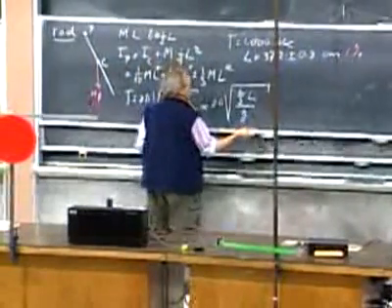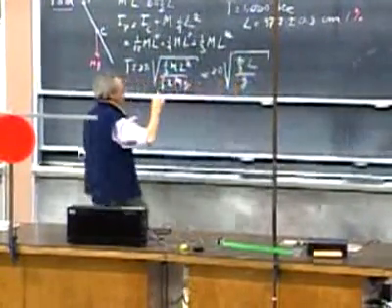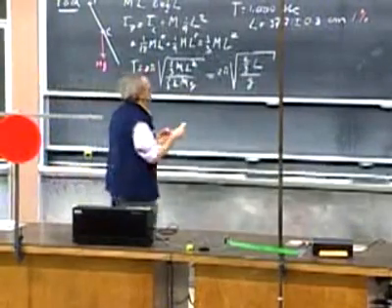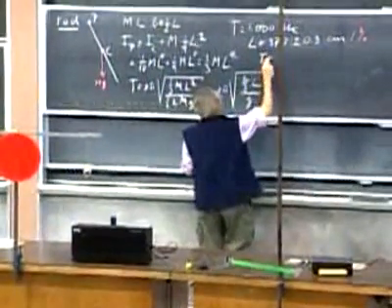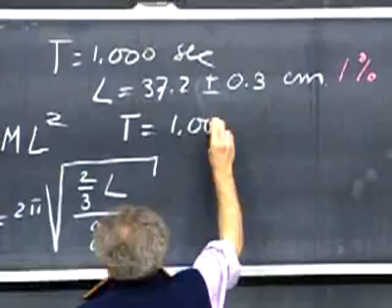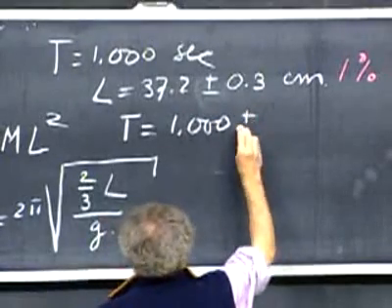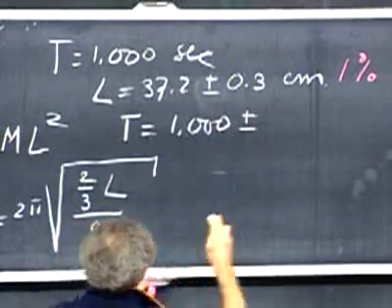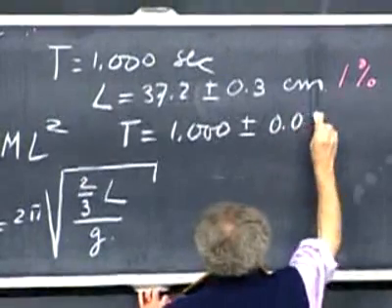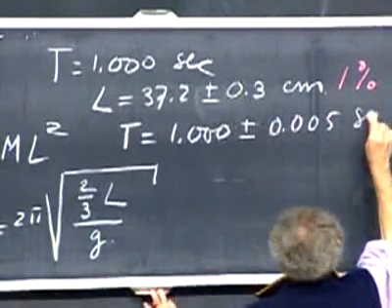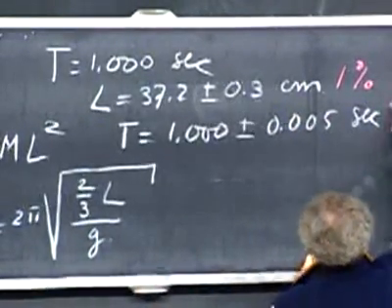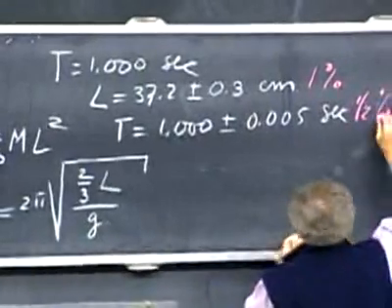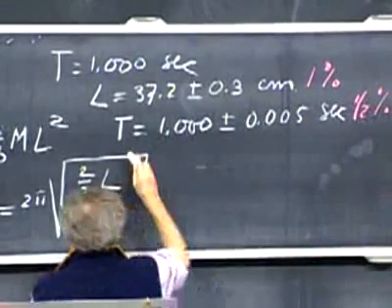Since the length is under the square root, the 1% error becomes 0.5% error. So the period that I then would predict is about 1.000 plus 0.5%, so that is 0.005 seconds. So that then has a 1/2% error. So this is my predicted period.